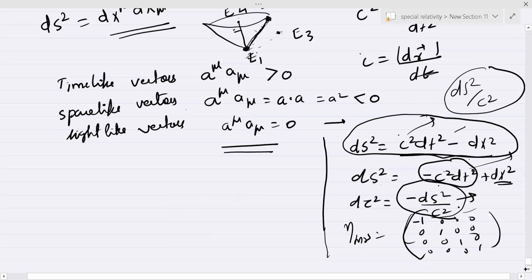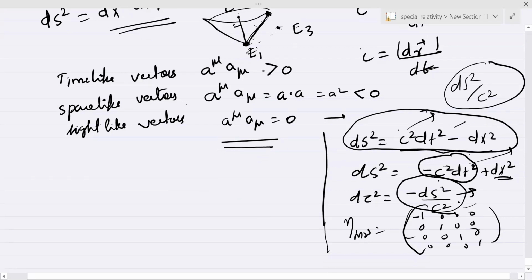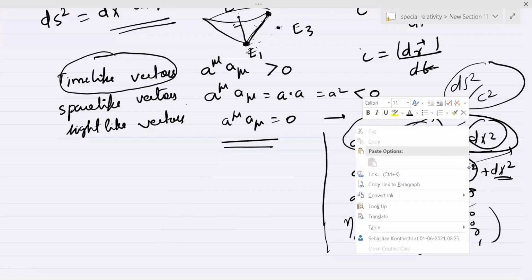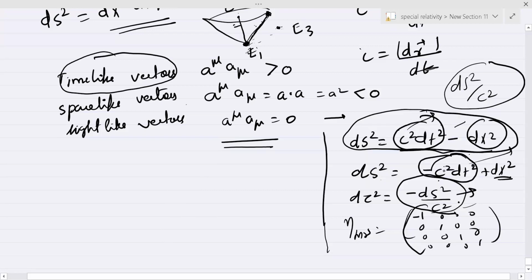So you just have to be careful. If it's time-like, that means the time part has to dominate the space part. The time part has to be greater. Now, if you are using this convention, then if the time part is greater than the space part, you will have a minus sign here. That's all. Is that clear?